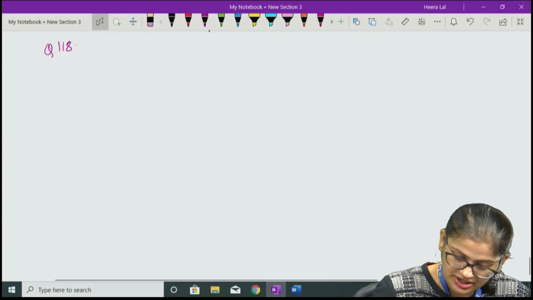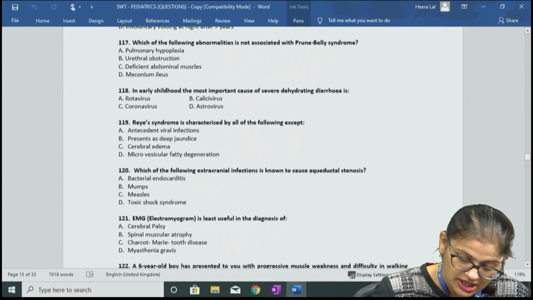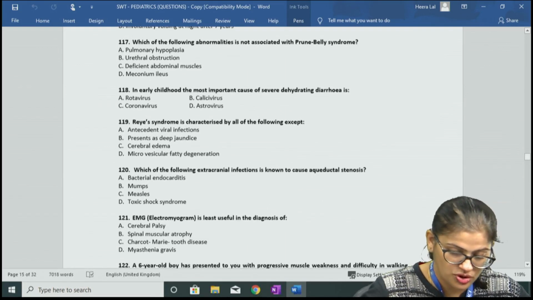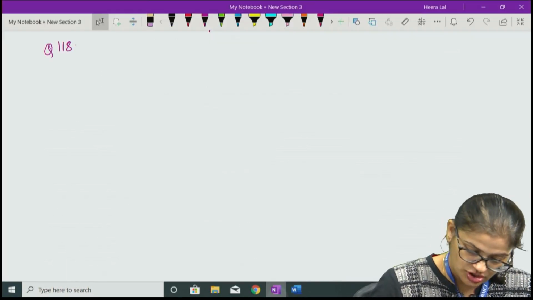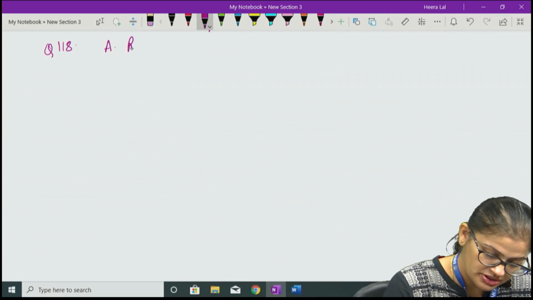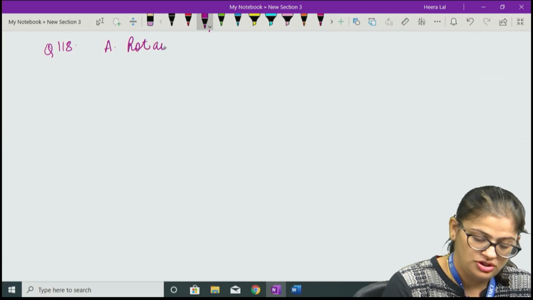So question number 118. In early childhood, the most important cause of severe dehydrating diarrhea is, and the correct answer is rotavirus. So option number A, rotavirus, is the correct answer to this question.